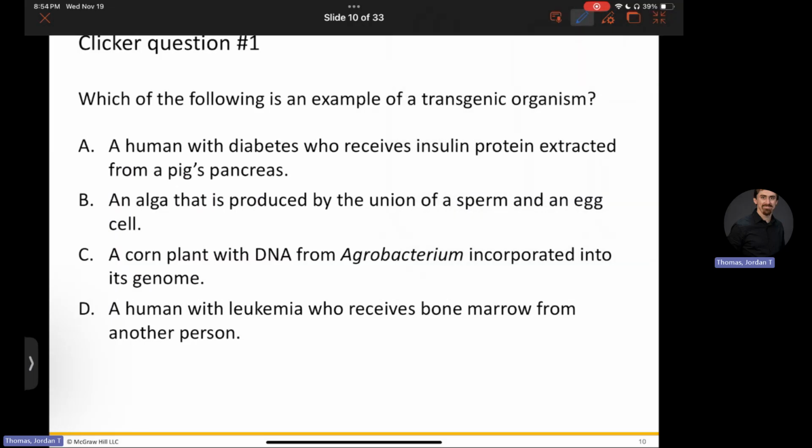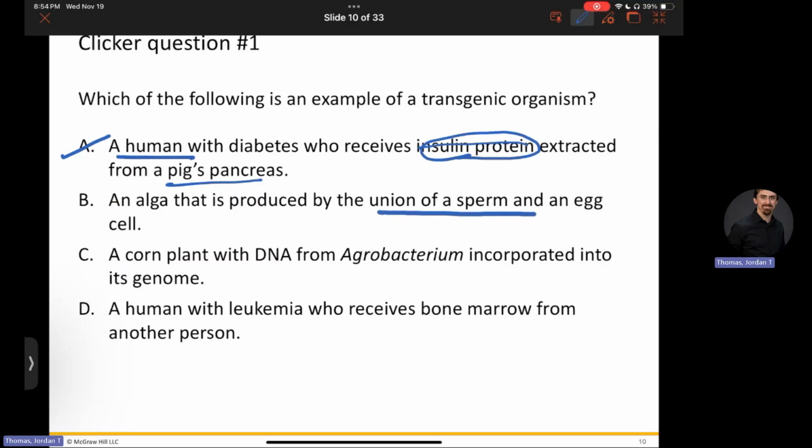So remember, transgenic organisms are organisms with recombinant DNA, or DNA from another organism. First one, a human with diabetes who receives insulin protein extracted from a pig's pancreas. So yes, we have a human and we have a pig, but we're looking at the insulin protein, not DNA. So that's out.